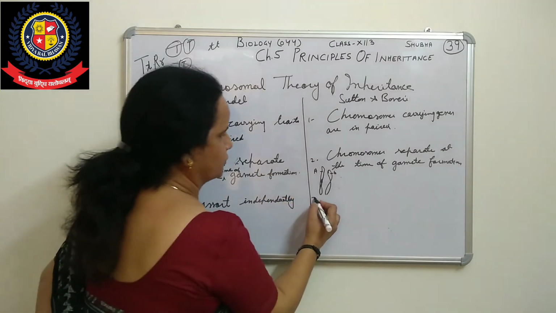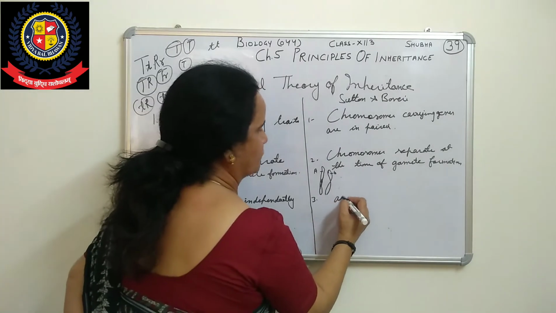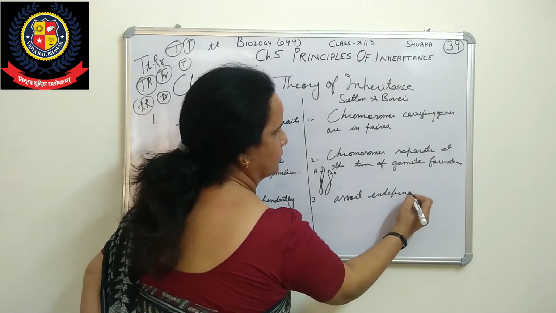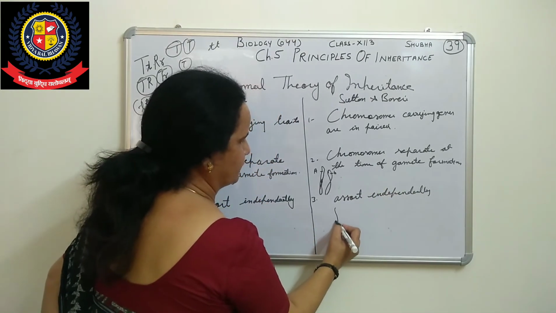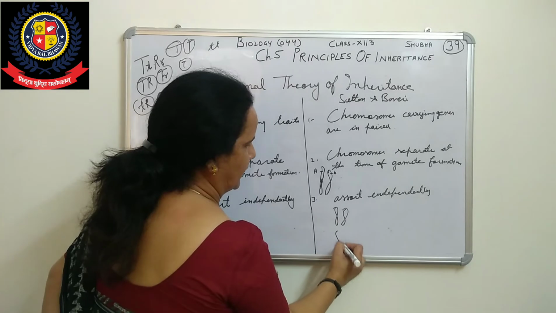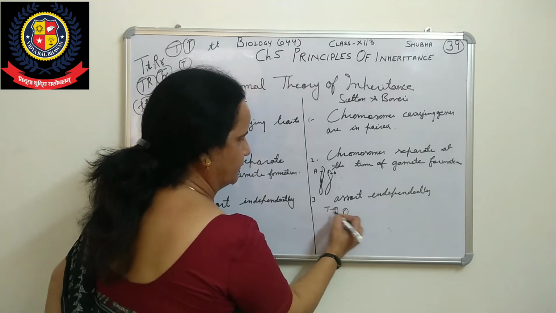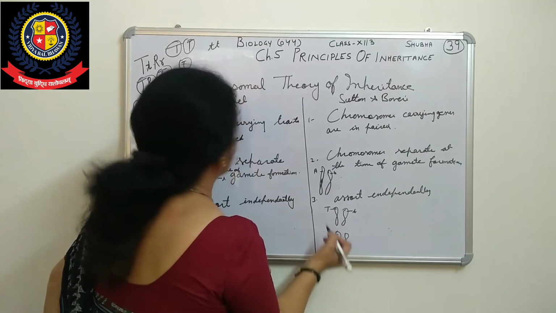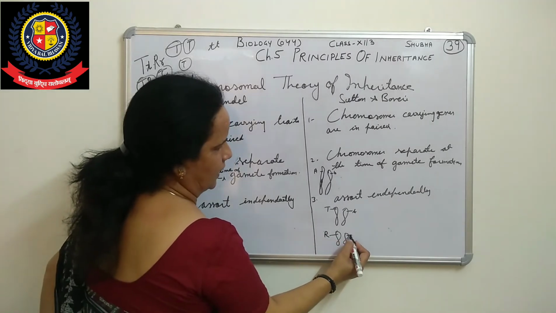Here also, chromosomes carrying genes assort independently, the same. How will it be? Suppose we have one pair of chromosomes carrying a gene and another pair of chromosomes. Here they have got capital T, here they have got small t. Here they have got R, the equivalent R, and this one R.